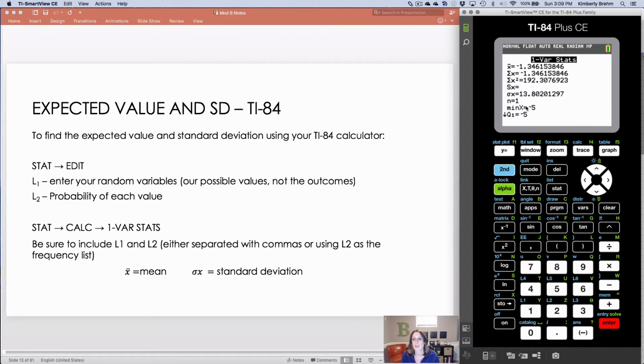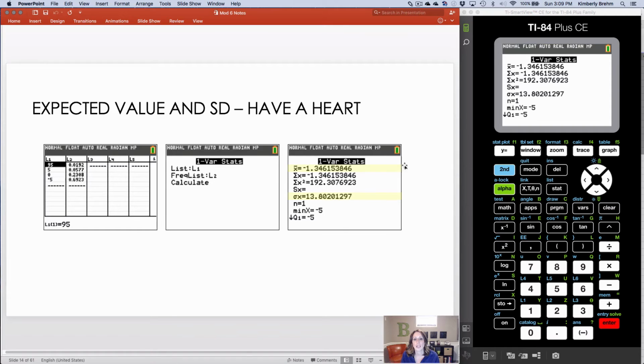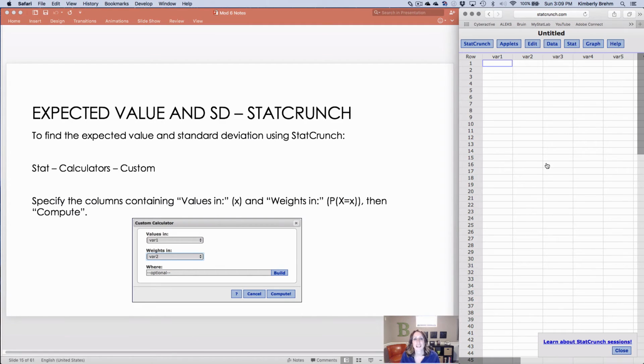And that brings up this value right here. Now, what you're looking for is your expected value is right here, and your standard deviation is right here. So those are the two values that you would be looking for in doing this question. Doing this in StatCrunch is easy as well.